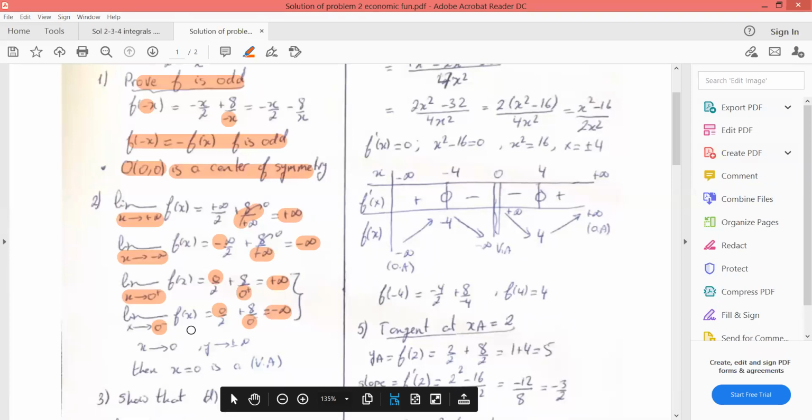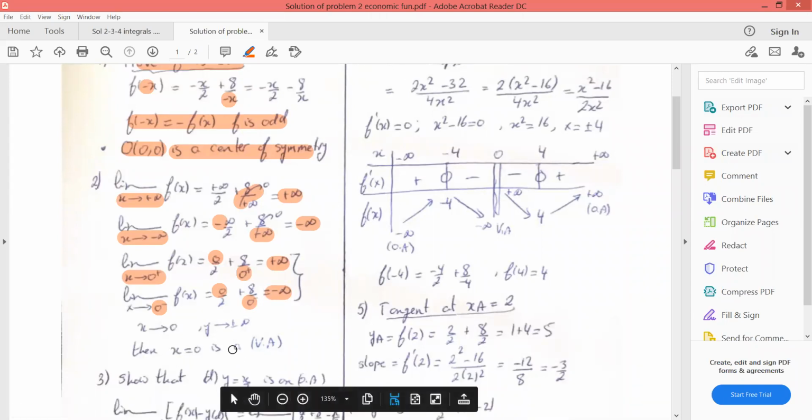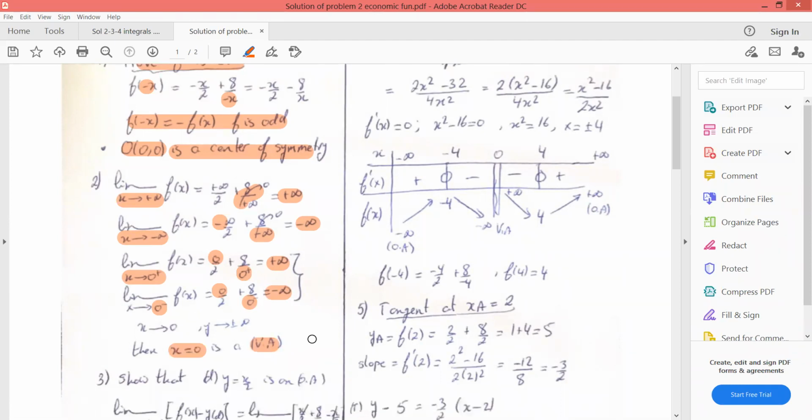What is the asymptote here? Vertical. Vertical asymptote. This means x equals 0 is a vertical asymptote. Which line is x equals 0? Which line is y-axis? The y-axis is the vertical asymptote. So the y-axis is the vertical asymptote.